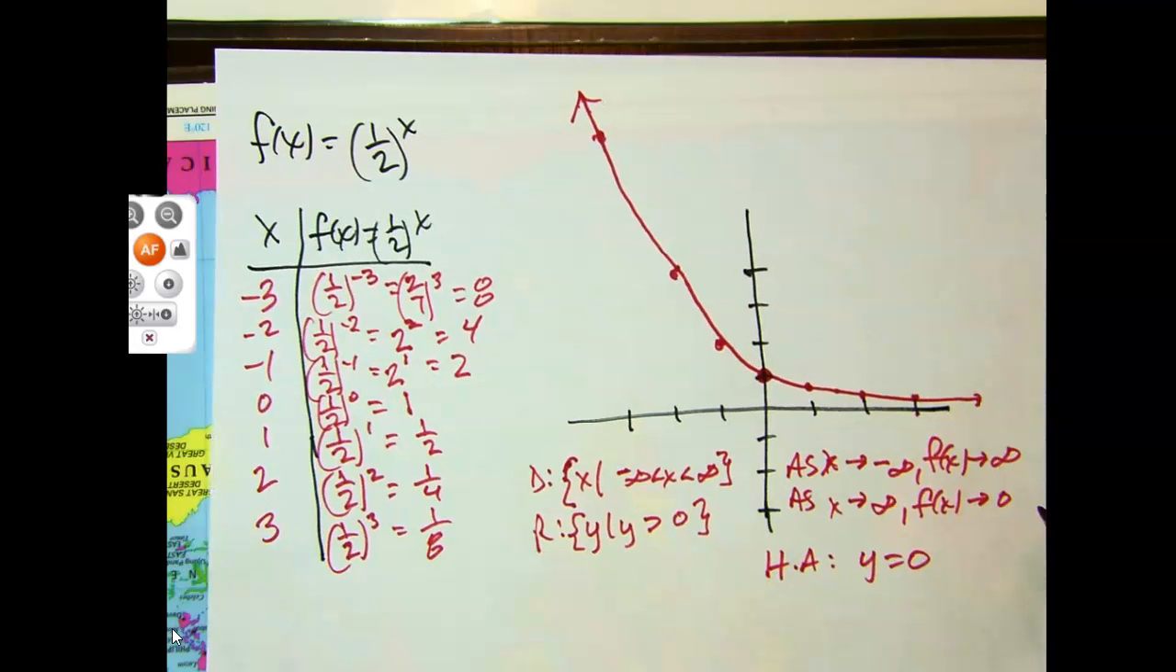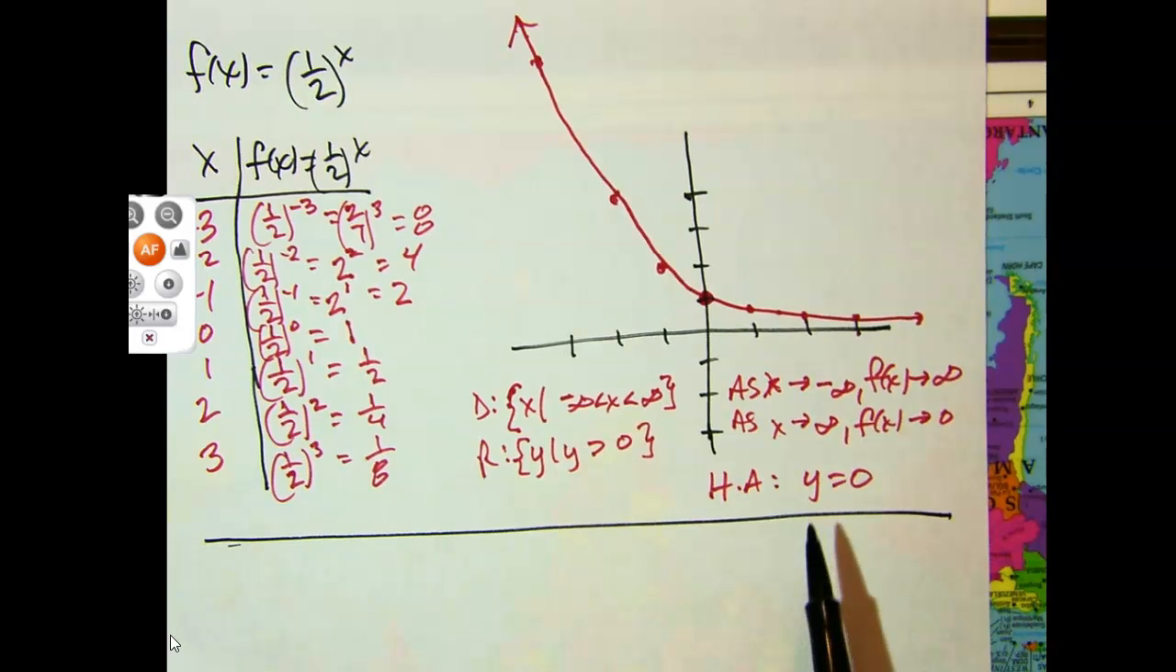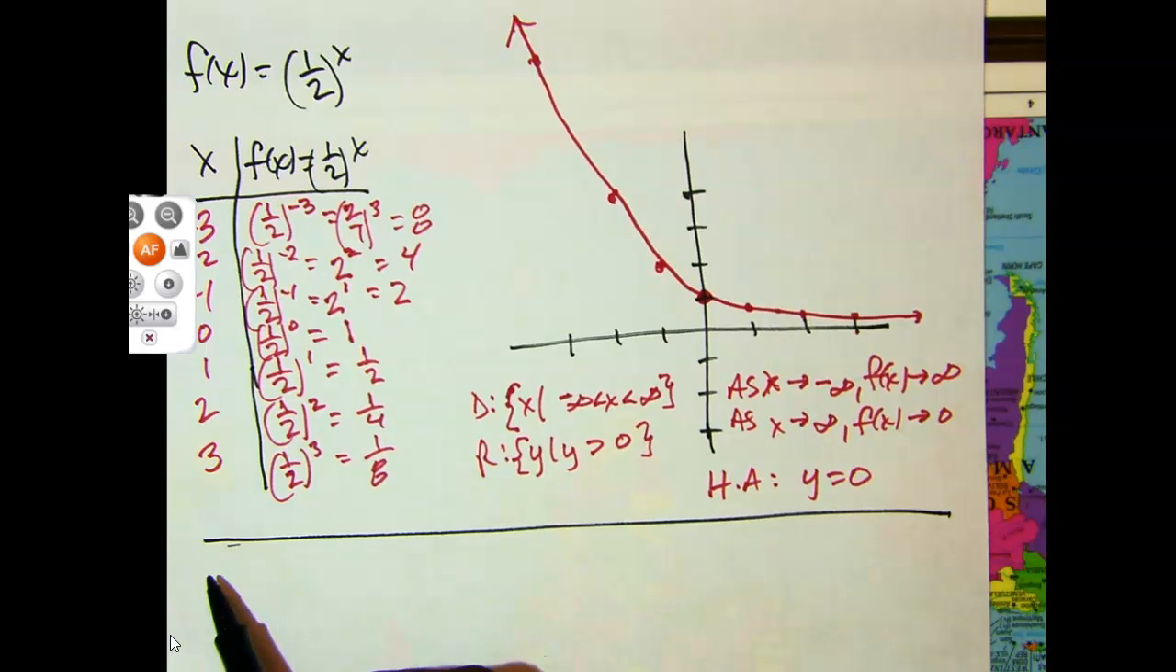All right, so now we're going to take a look at these exponential functions and graphing them with all of the transformations that we've learned before in Algebra 2 and at the beginning part of this class. Okay, so we will start with vertical translation.